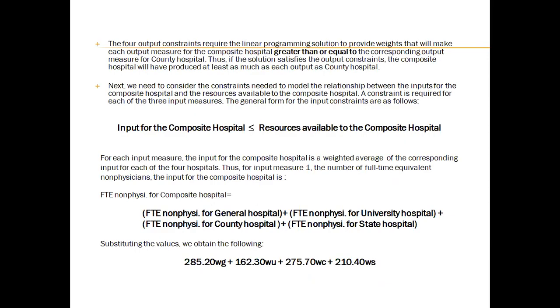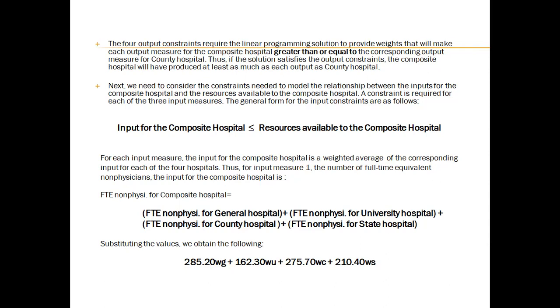So the four output constraints require the linear programming solution to provide weights that will make each output measure for the composite hospital greater than or equal to the corresponding output measures for county hospital. Thus, if the solution satisfies the output constraints, the composite hospital will have produced at least as much of each output as county hospital. Next, we need to consider the constraints needed to model the relationship between the inputs for the composite hospital and the resources available to the composite hospital. A constraint is required for each of the three input measures.